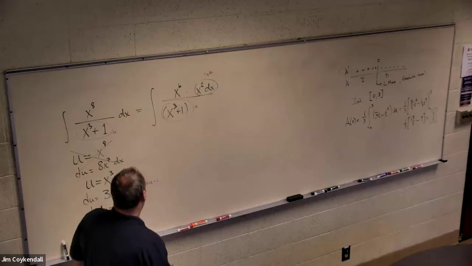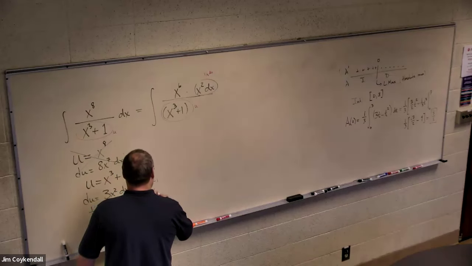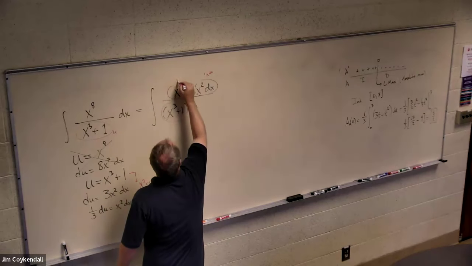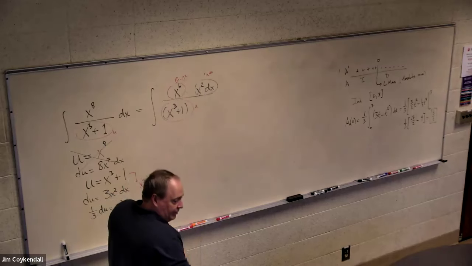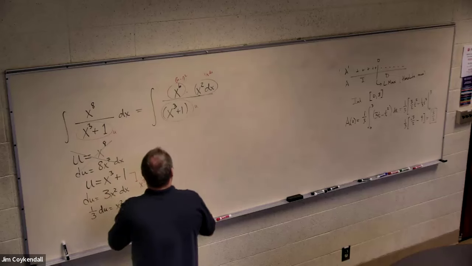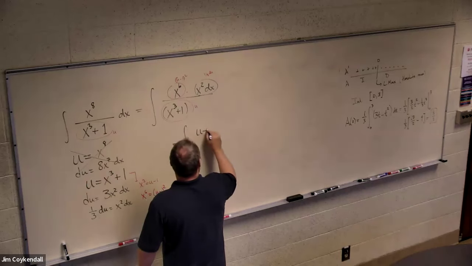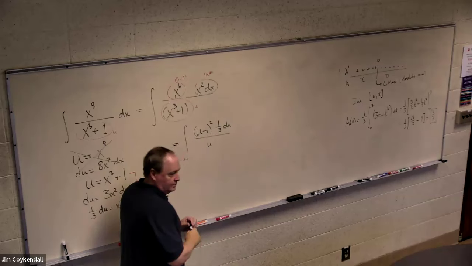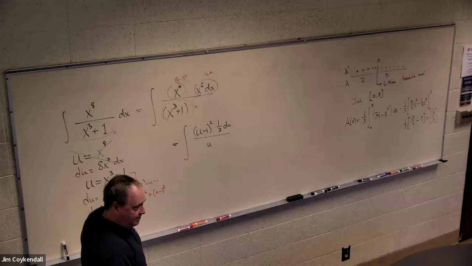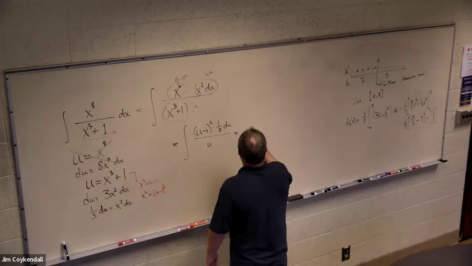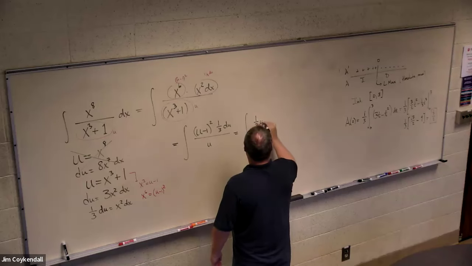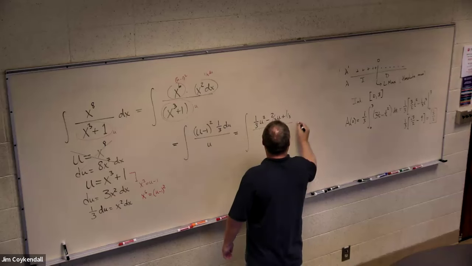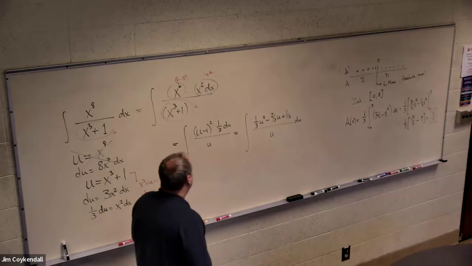It'll be the square of this. Right. And now we've got this u minus 1 squared. At least we've successfully turned everything into u. So this becomes u minus 1 squared, 1/3. So this is the integral of 1/3 u squared minus 2/3 u plus 1/3 over u. Just multiply this thing out and multiply by 1/3.